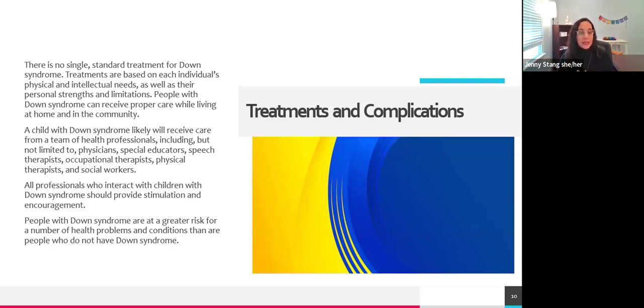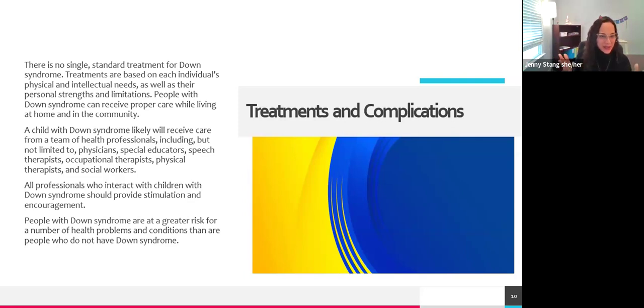There's no single standard treatment for Down syndrome. Treatments are usually based on an individual's physical and intellectual needs, as well as their personal strengths and limitations. People with Down syndrome can receive proper care while living at home in the community. Okay, so we don't need special facilities. There's no pill for Down syndrome, right?